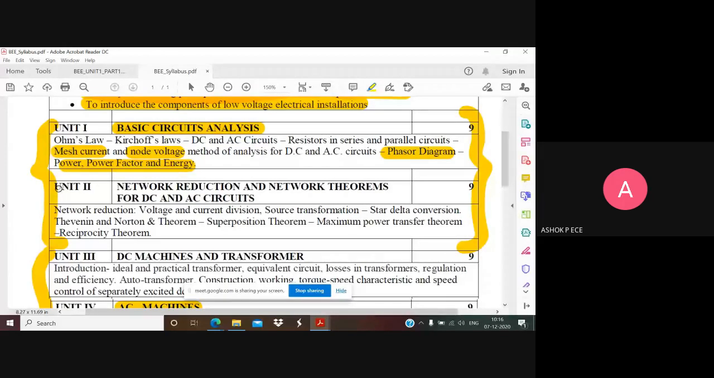And unit 2 is going to be theorems: how I'm going to apply network theorems and simplify my circuit.